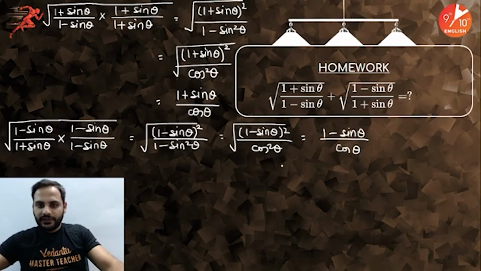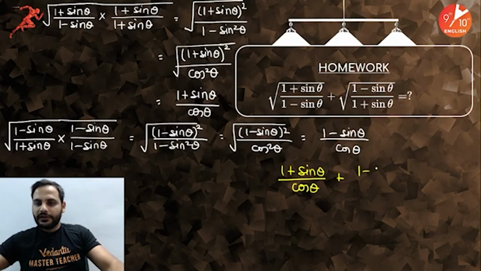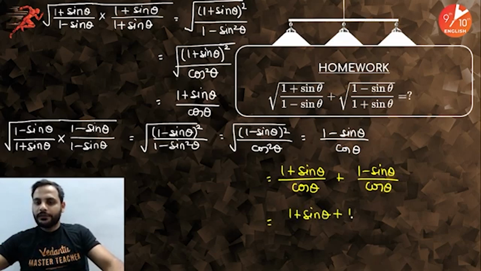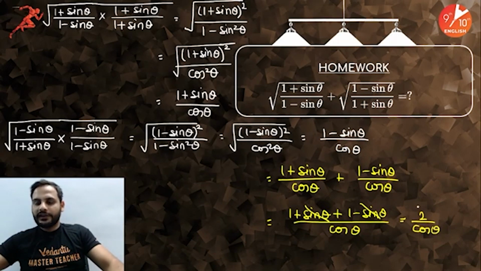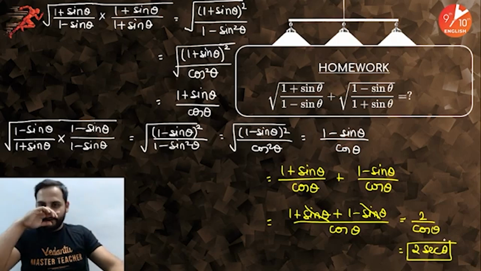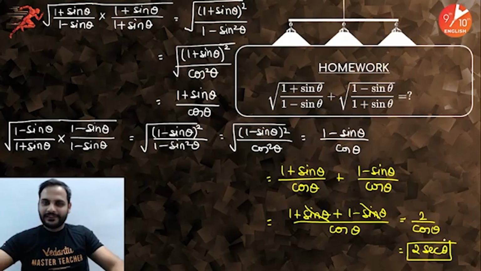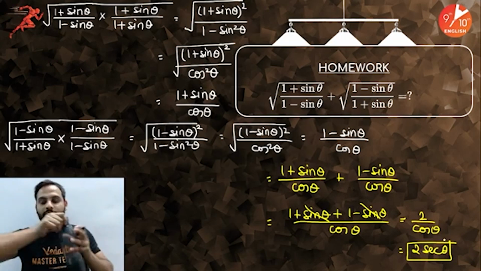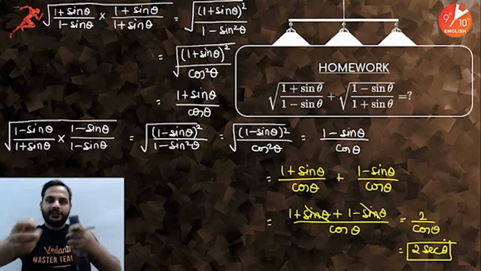Let's add these two: (1 plus sine theta) upon cos theta plus (1 minus sine theta) upon cos theta. On adding, what will we get? 1 plus sine theta plus 1 minus sine theta, with cos theta as the common denominator. Sine theta minus sine theta cancelled. 1 plus 1 is 2 upon cos theta. Reciprocal of cos theta we can write as sec theta, so 2 sec theta. So the simplest form for this expression will be 2 sec theta or 2 upon cos theta. So it's an easy question, don't be afraid by looking at the size of this question, it's very easy.